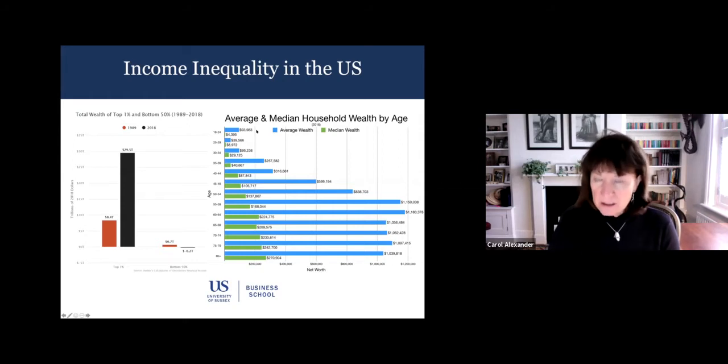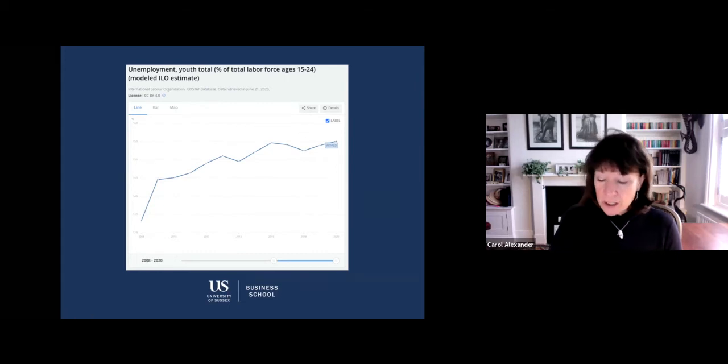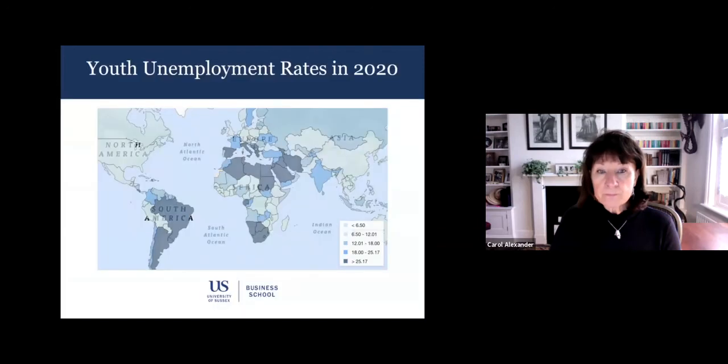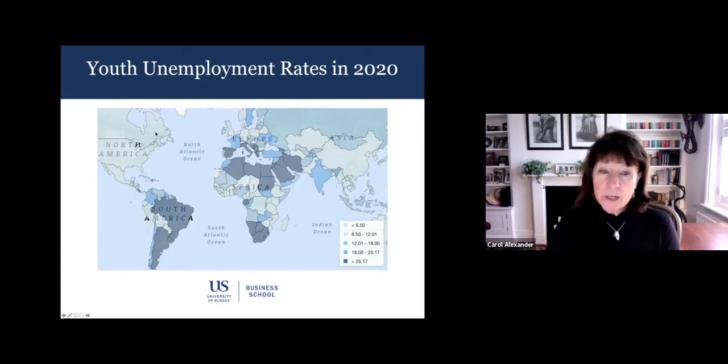What have we done to this generation? Look at youth unemployment since 2008. It hasn't stopped growing since 2008. This is for the world as a whole. It's gone up from about 13% to 15% on average over the last 10 years. This is what it looks like in terms of geographical distribution. It's pretty high in Europe, in Asia, in India, not so high in the UK or the US or China, but still it's been growing in all these countries.